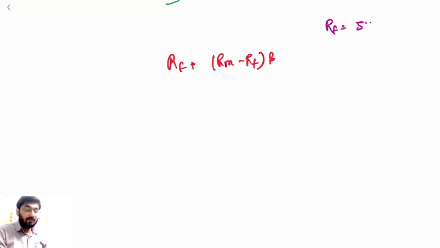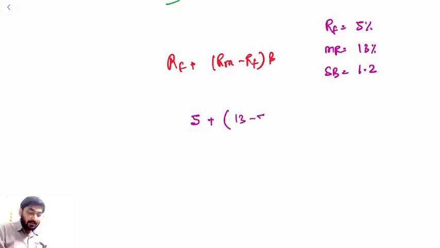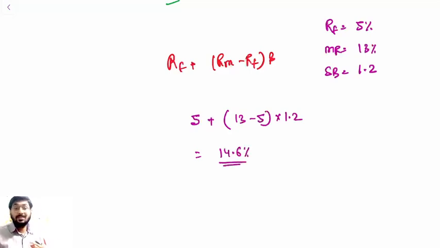Now suppose you have the value of RF given as 5%, market return given as 13%, and stock beta given as 1.2. With this information, can I calculate the expected return? Yes: 5 plus 13 minus 5 multiplied with 1.2. So the answer is 14.6%. I demand 14.6% as an investor. At least I want 14.6% return from that particular asset, given its beta is 1.2. Clear?